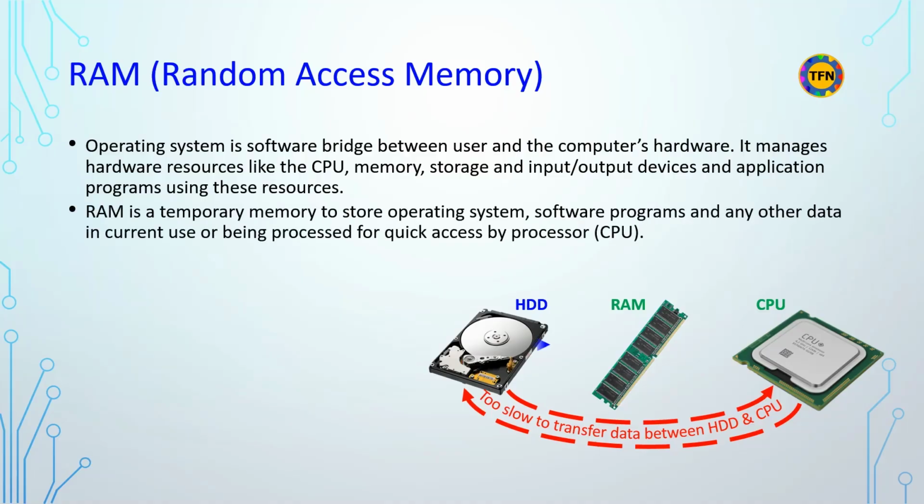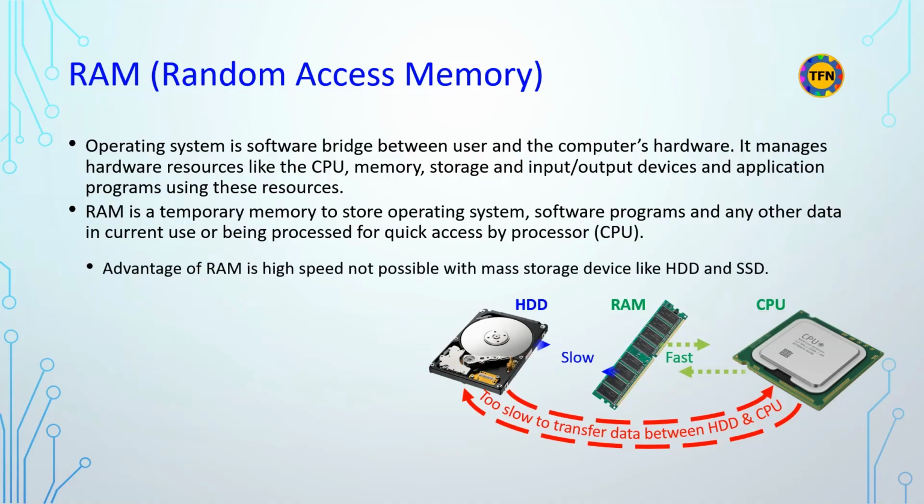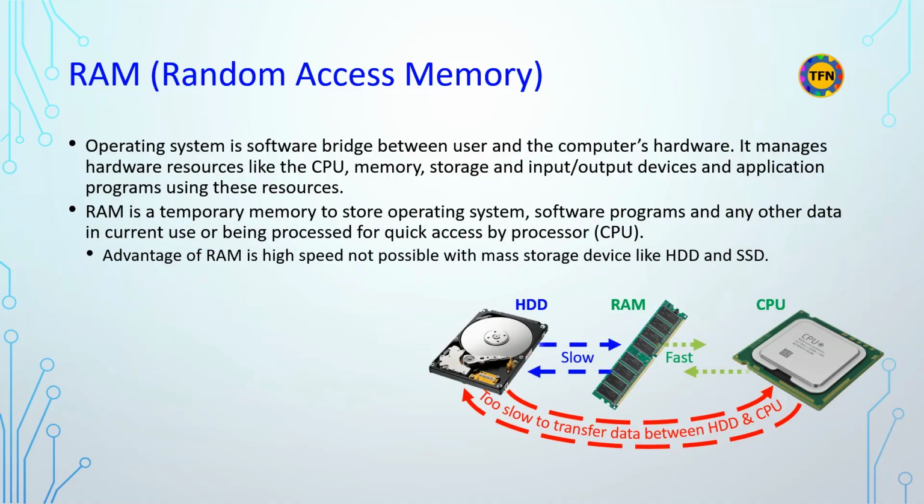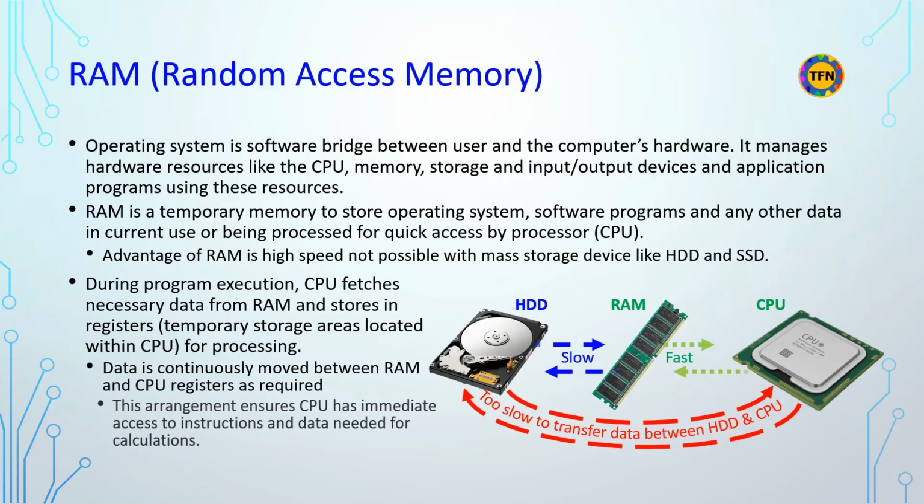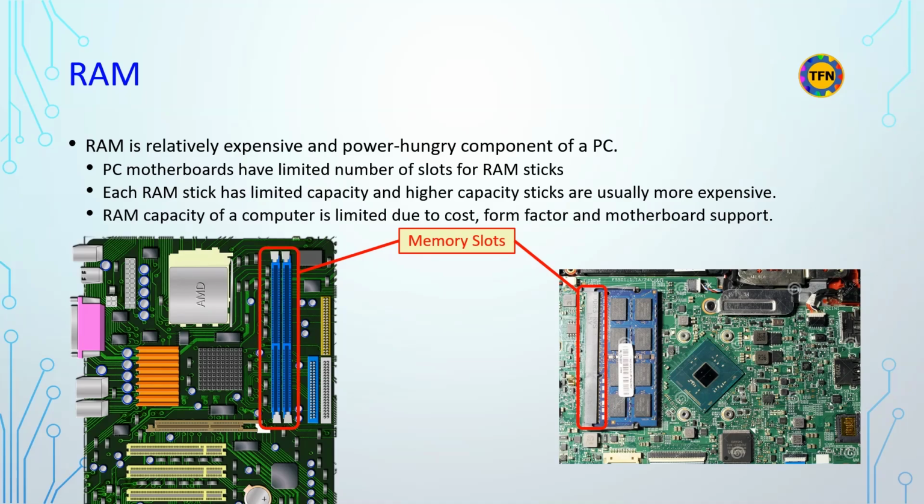The operating system, software programs, and other data are loaded to RAM for quick access by the CPU. High speed is the RAM advantage over other storage devices. The CPU fetches necessary data from RAM and stores it in CPU registers for processing during program execution. Data is continuously moved between RAM and CPU registers as required. RAM is a relatively expensive and power-hungry component of a PC.